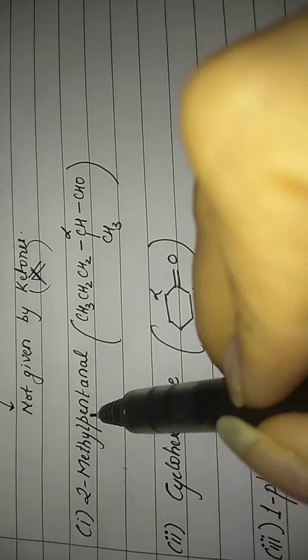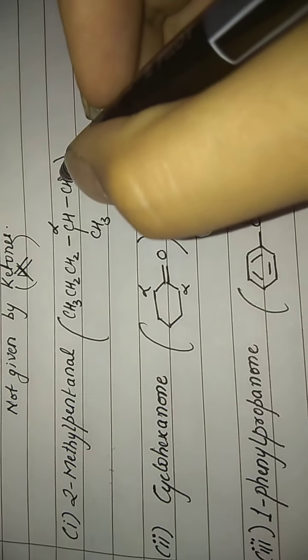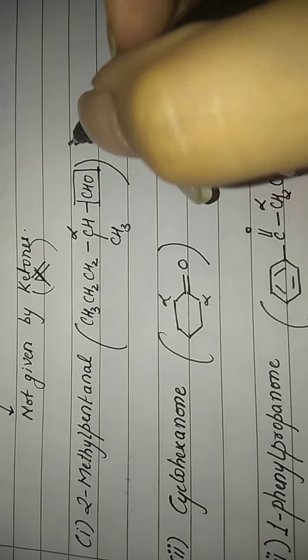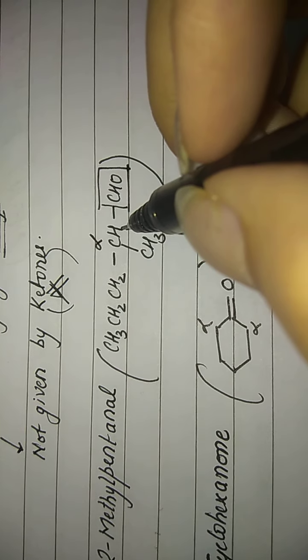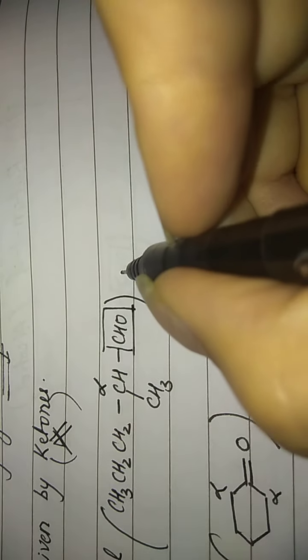The first compound, 2-methylpentanal. Now all of you can draw the structure of 2-methylpentanal. If this is your functional group, the carbon atom which is next to the functional group is your alpha carbon atom. It is your alpha position. Now at this alpha position I have one hydrogen atom present. Because I have one hydrogen atom present, it is satisfying the condition for aldol condensation to occur. So we say that this particular compound will undergo aldol condensation.